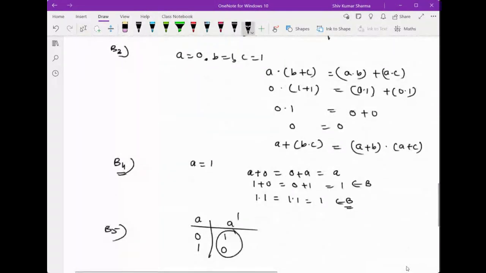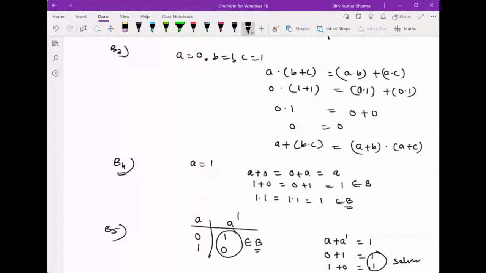When we calculate the complement, this complement is also a member of B. So when we perform A plus A complement equal to 1, you can take A equal to 0 and its complement equal to 1, which gives us 1. When we take A equal to 1 and its complement 0, it also gives 1. So both cases are satisfied.